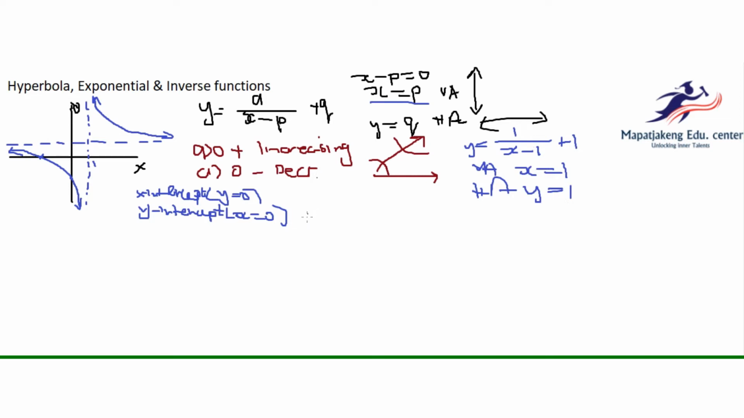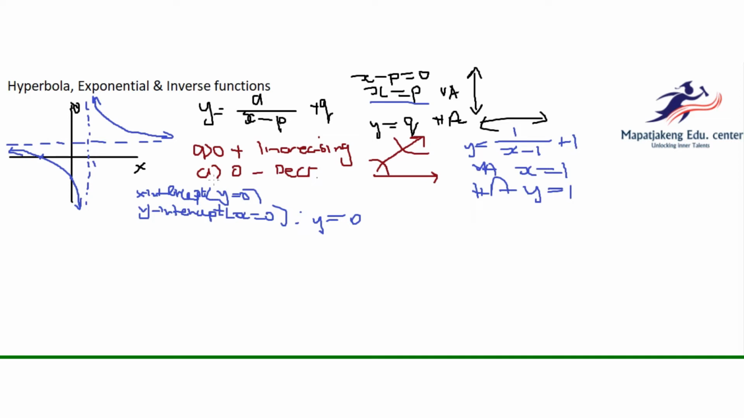Let's just get the y-intercept. The y-intercept is very easy to get. If we put 0 here, this becomes 1 over -1, which is -1. Then -1 plus 1 becomes 0. Then the graph cuts at 0 and 0. But for now, we just want to implement it and show you how it's done.